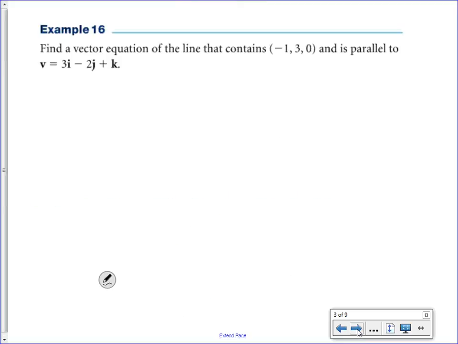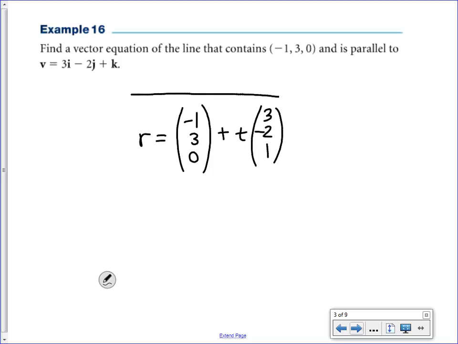Here's a really simple example. Find a vector equation of a line that contains that given point and is parallel to that given vector. So we have a point on the line, we have the direction of the vector. So to put it all together and write it as an equation, you can write it vertically. You could also write them horizontally if you prefer. I just think it's a little bit easier to see them this way. And that would be it.